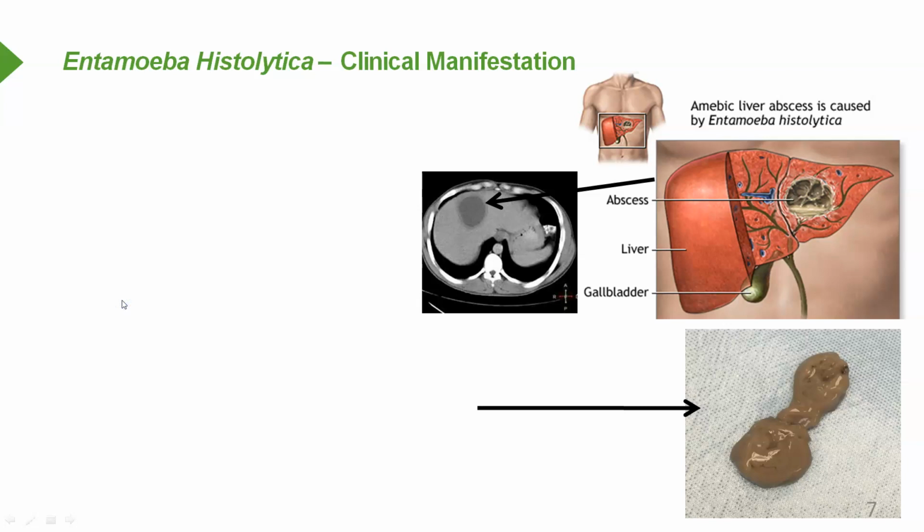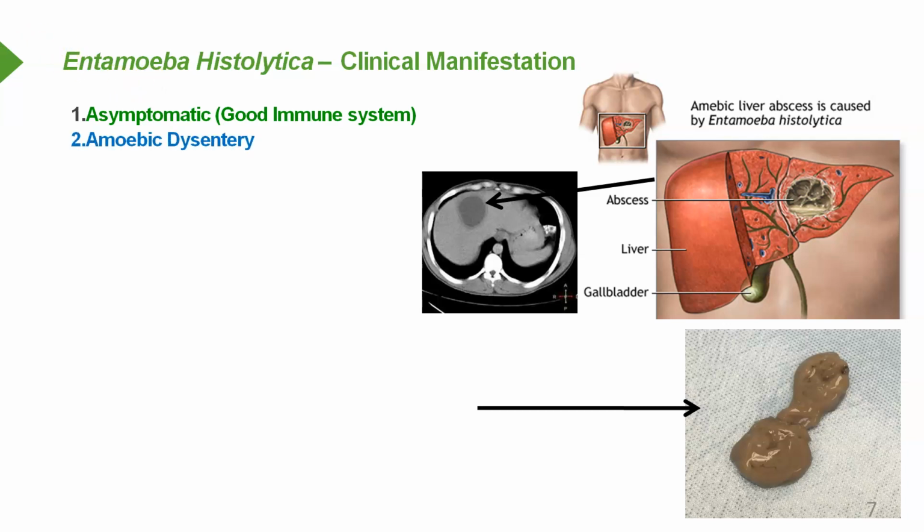Next, in this slide, we'll be seeing the clinical features of Entamoeba histolytica. Firstly, some patients who have a very good immune system remain symptom free. They don't experience any symptoms at all, and they clear the infection because of their good immune system.